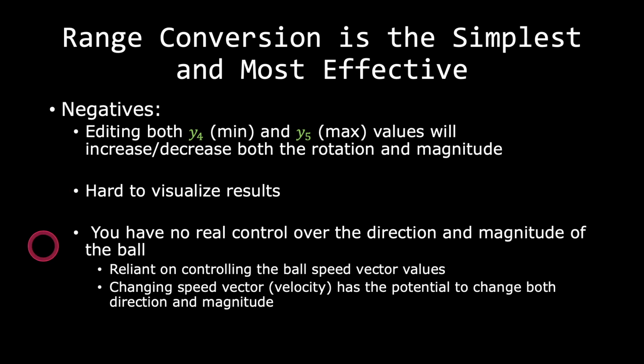And the last negative is that you have no real control over the direction or magnitude separately from the ball speed. And so you are reliant on controlling the ball speed vector values to determine direction and magnitude, and changing our speed vector, which is just velocity, has the potential to change both the direction and magnitude.